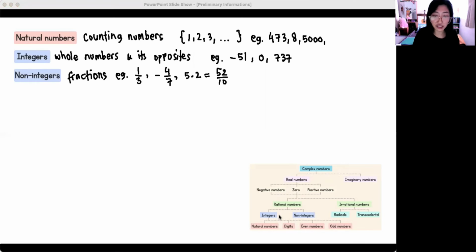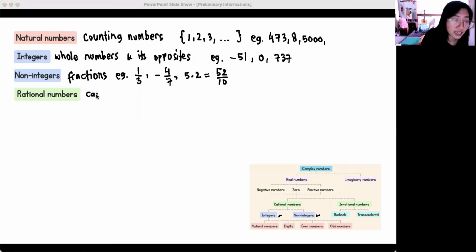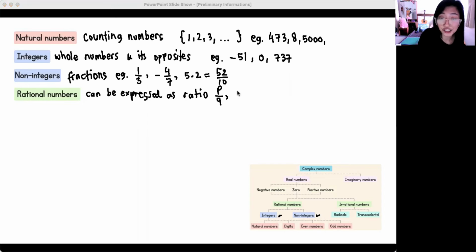Now, if you see here, integers and non-integers, together they make the rational numbers. Rational numbers are basically any numbers that can be expressed as a ratio. We usually write this as P over Q, where P and Q are integers and Q is not equal to 0. Yeah, because a fraction like 2 over 0 is undefined.